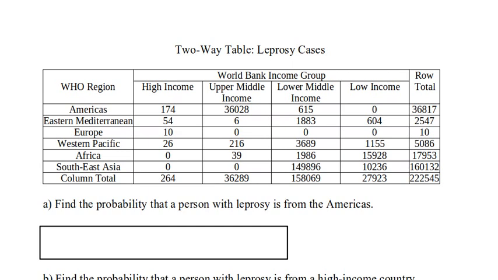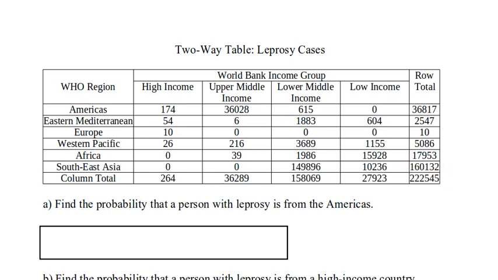So let's get started. This is another one where I'm going to be jumping back and forth to the table and doing a lot of highlighting. Find the probability that a person with leprosy is from the Americas. So notice it says a person with leprosy. All we know about this person is that they are one of the unfortunate 222,545 people with leprosy. And we want the probability that if you somehow randomly selected people afflicted with leprosy, you'd get someone from the Americas.